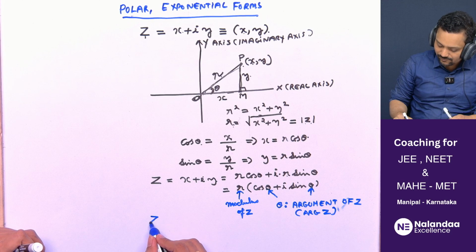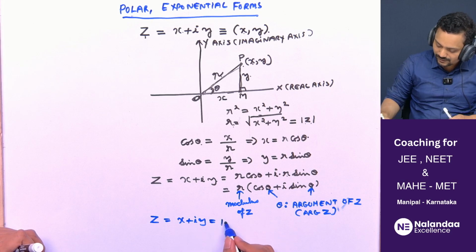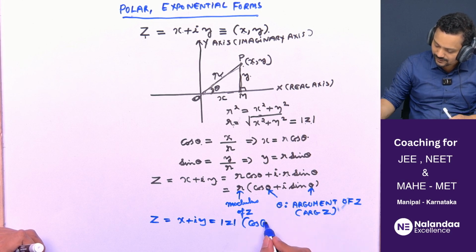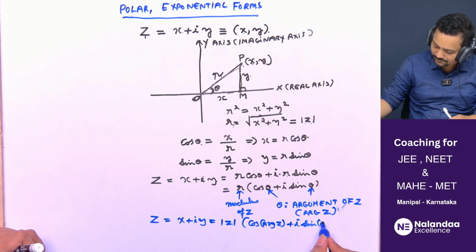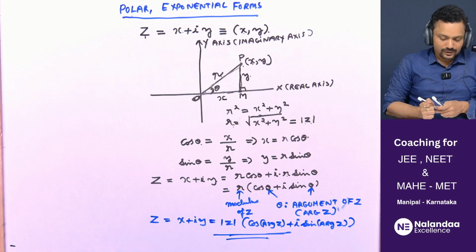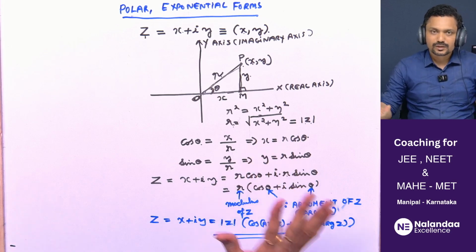That means if I give you a complex number z is equal to x plus iy, you can write this complex number in the form mod z into cos of theta, that is argument of z, cos of argument of z plus i sin argument of z. And this is exactly the polar form of the complex number. Okay, now students, this is just a model.